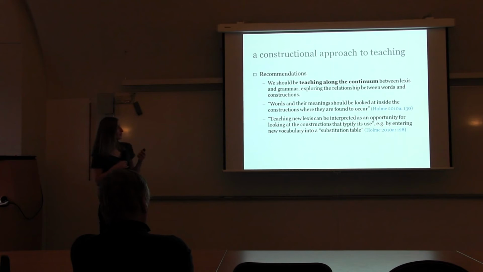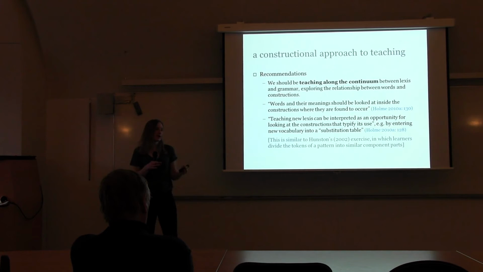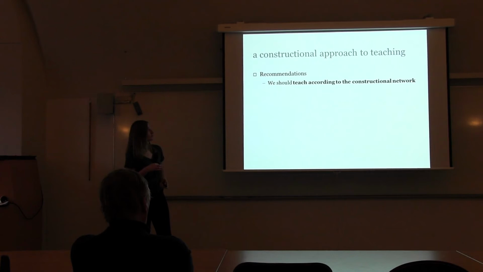And he suggests an exercise where you've got a table and you've got an example in that table broken up into slots, and then you can substitute items in that table, for example, another verb. And again, this is very similar to Hunston's exercise, where she asks learners to separate the sentences of a pattern across a table and to look at the components. So again, real consistency here in the two approaches.